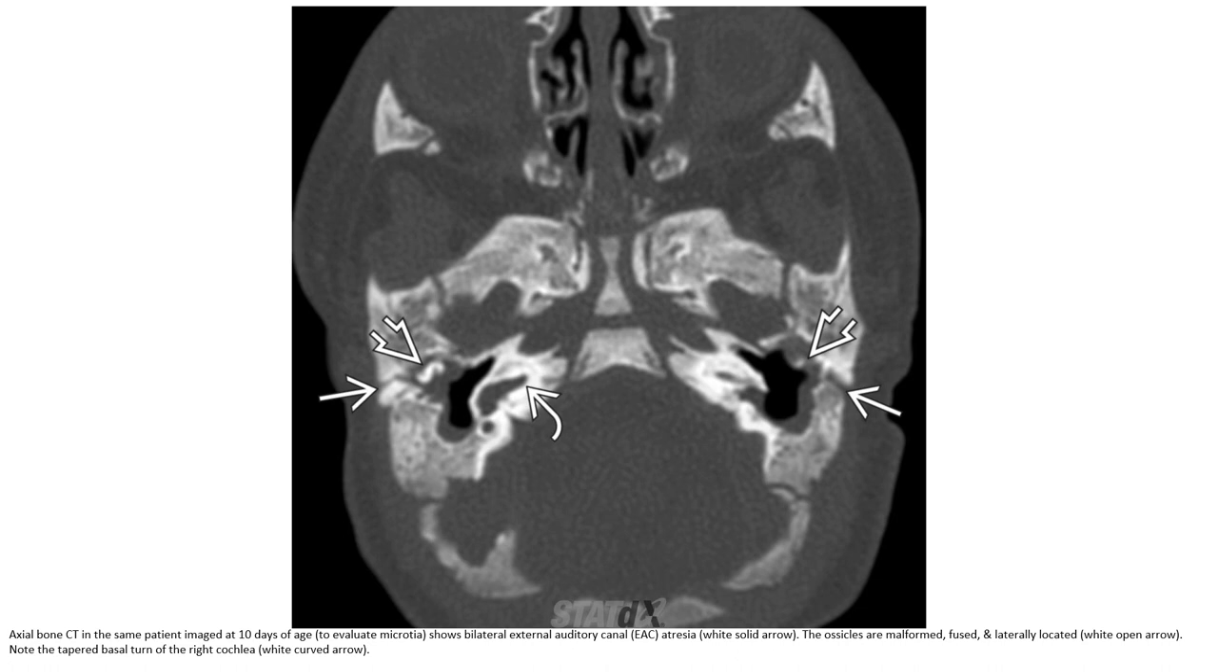Axial bone CT in the same patient, imaged at 10 days of age, shows bilateral external auditory canal atresia. The ossicles are malformed, fused, and laterally located.